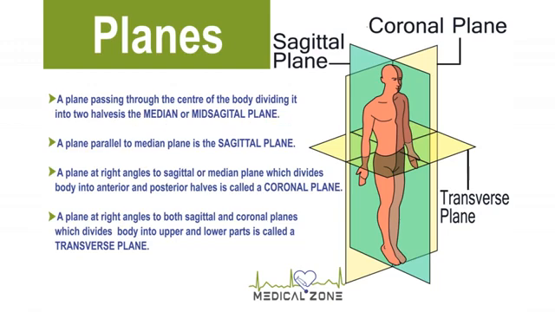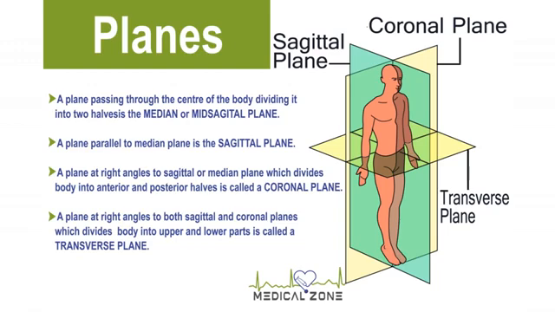Second one is sagittal plane. Plane parallel to median or mid-sagittal plane, it is called as sagittal plane. Next one is coronal plane. A plane at right angles to sagittal or median plane which divides the body into anterior and posterior half is called as coronal plane.